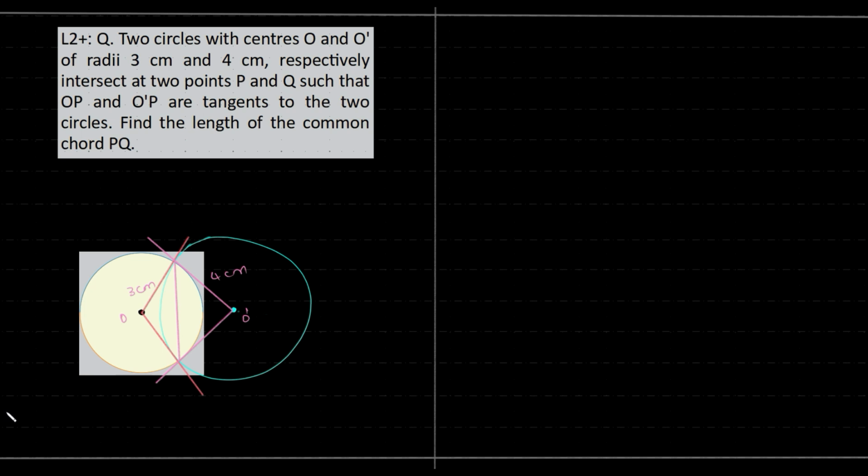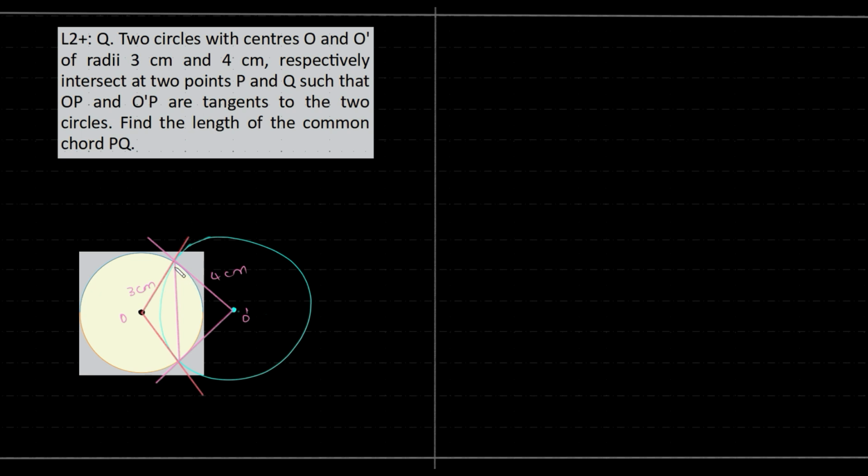What is a chord? A chord is a line from one end of the circumference to the other end of the circumference. So we have this to be 3 and this to be 4, and we'll just join this. Let's see what happens now. How will we work this out?